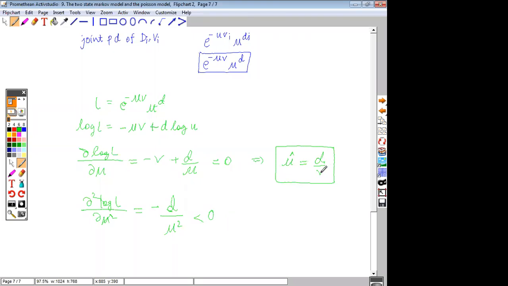What is this v? This v is the total time spent under the observation by all of the lives combined. And what is this d? This d is the number of deaths you have observed out of the lives that you have observed. So again, this kind of makes sense, right? Because what is my mu? My mu is figuring out the rate at which people die if they're alive at one particular point in time.